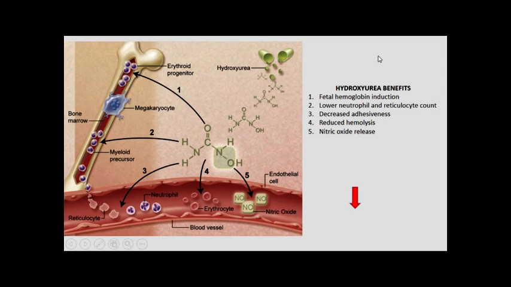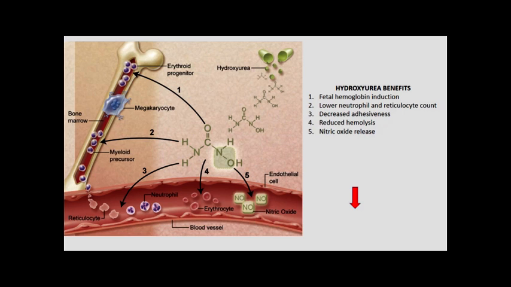And here we have a medication that is used because it has many benefits for people with sickle cell anemia. That is called hydroxyurea. This is a medication that induces the production of fetal hemoglobin. Okay, it lowers the amount of neutrophils and reticulocytes.